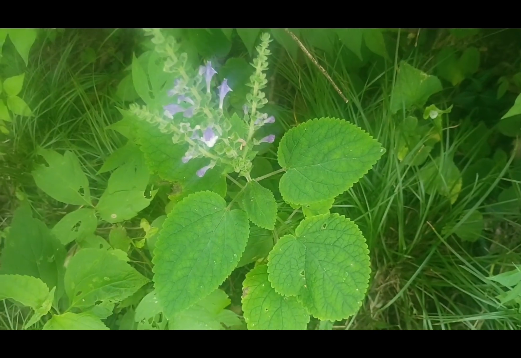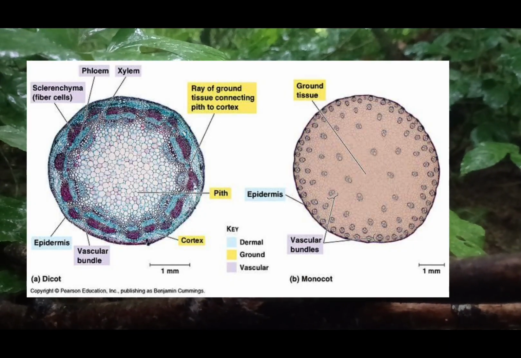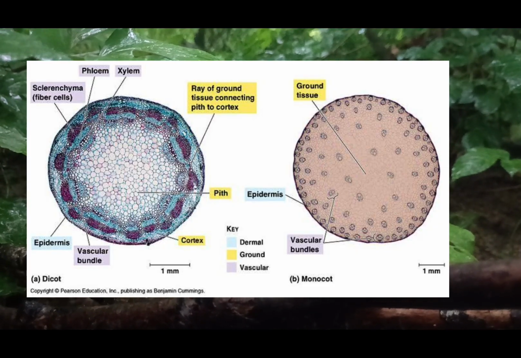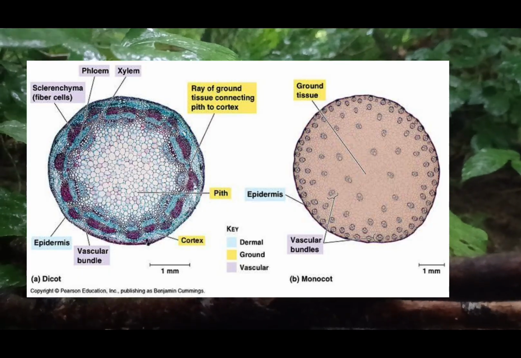Now, if you looked at different plant organs under the microscope, this is what you would normally see in a stem cross-section. You would see dermal tissue on the exterior, ground tissue that normally fills the interior, and vascular bundles scattered, like xylem and phloem, inside and outside.